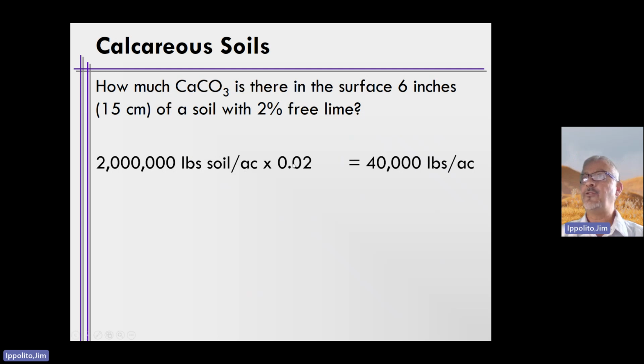And if that has 2% free lime, that equals 40,000 pounds per acre. It's a lot. In fact, if you did the math, that's 20 tons per acre. There's 20 tons of free lime or calcium carbonate in the top 6 inches with a soil that has 2% free lime. And I bring this to your attention for a number of reasons. When somebody says 2% free lime or 1% free lime, those numbers are not inconsequential.